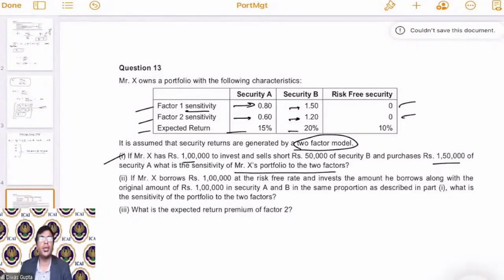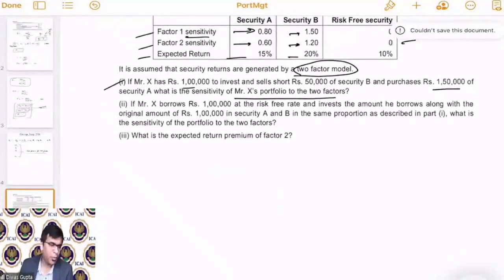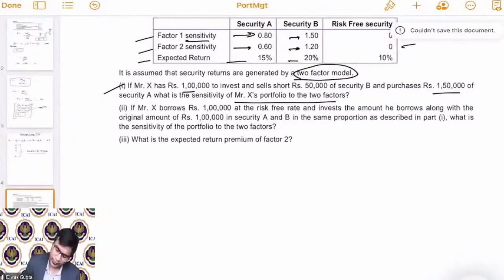X's portfolio to the two factors? Okay. Now they are asking that portfolio, what is formed, what is the sensitivity of that? That means what is the portfolio beta of that? Simple. Of both the factors. Correct.